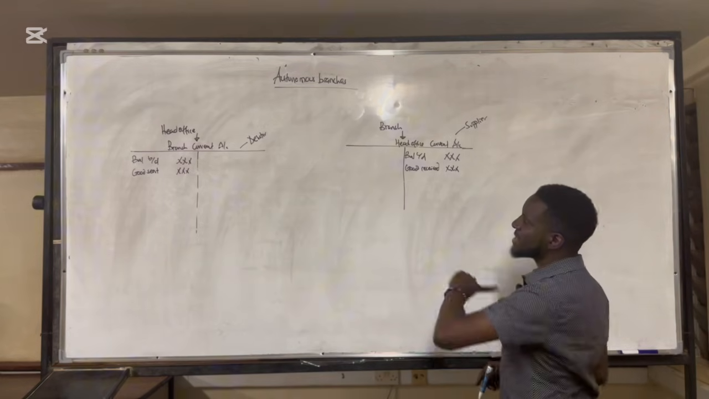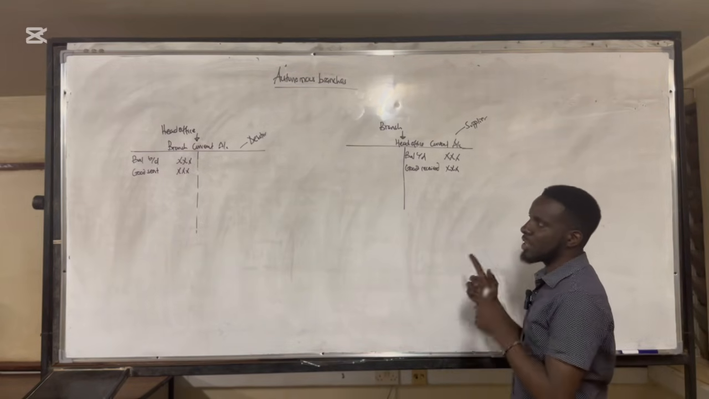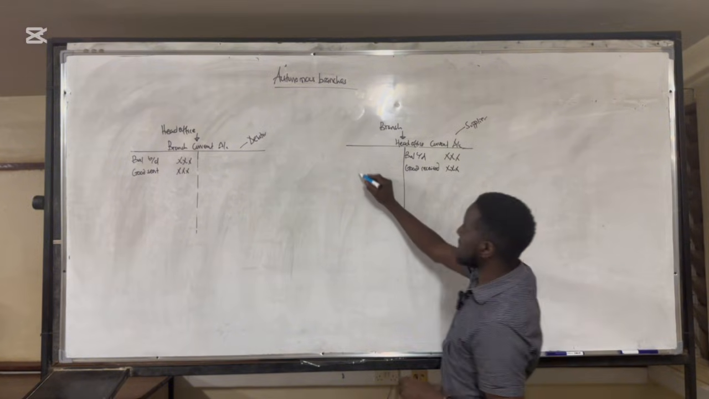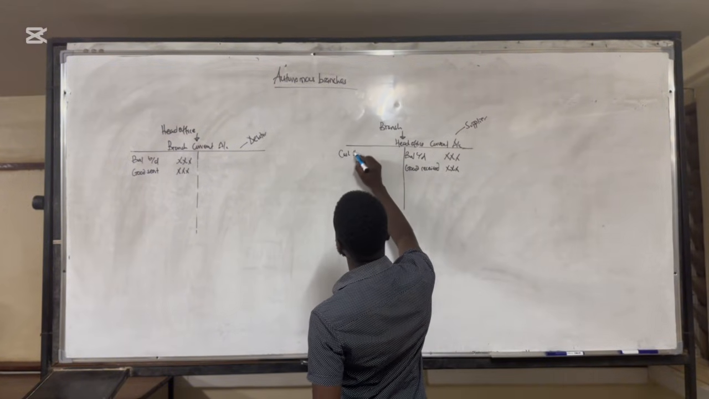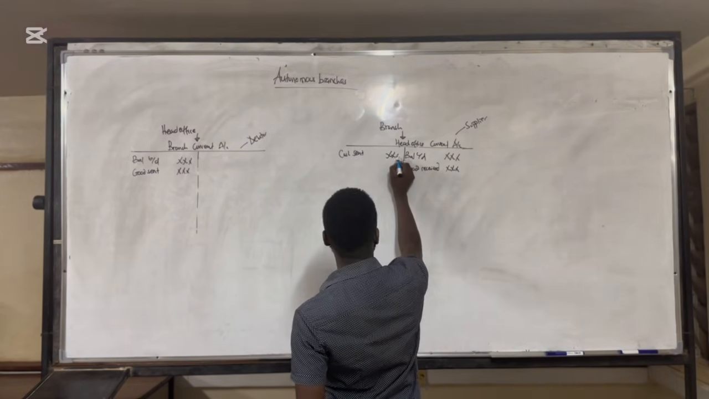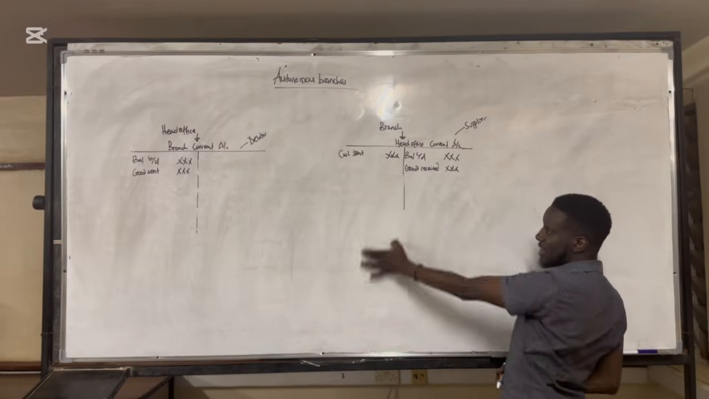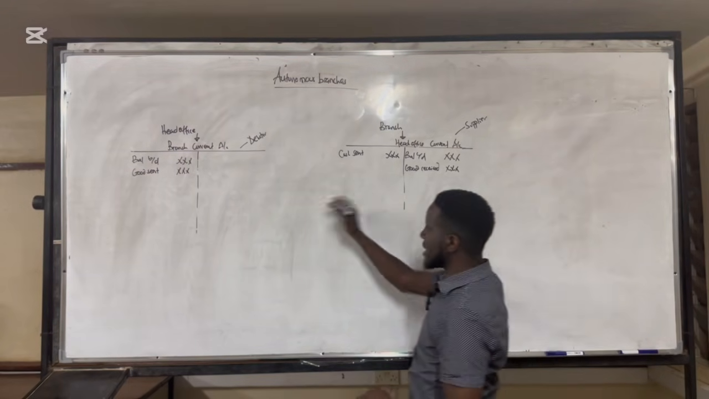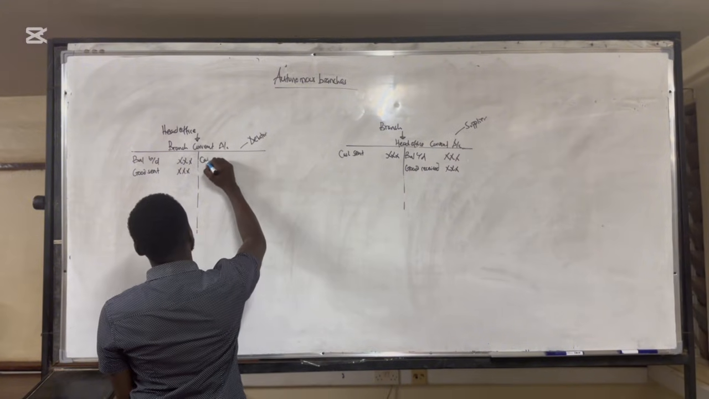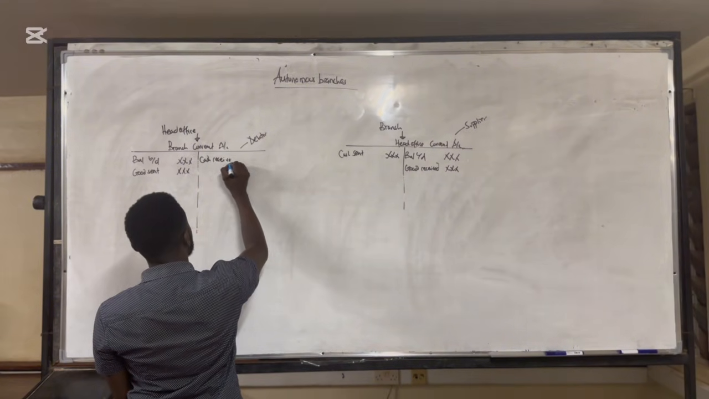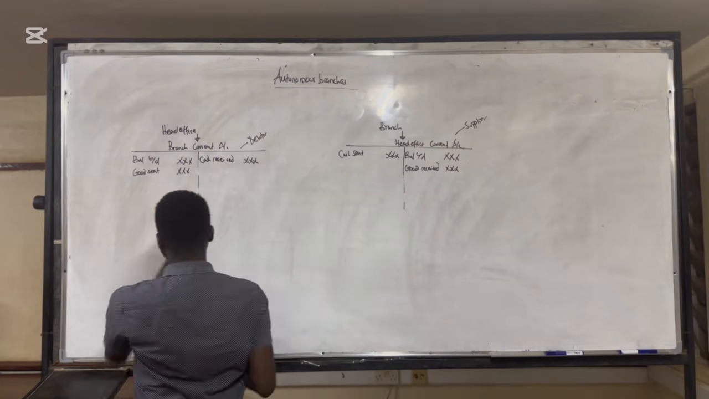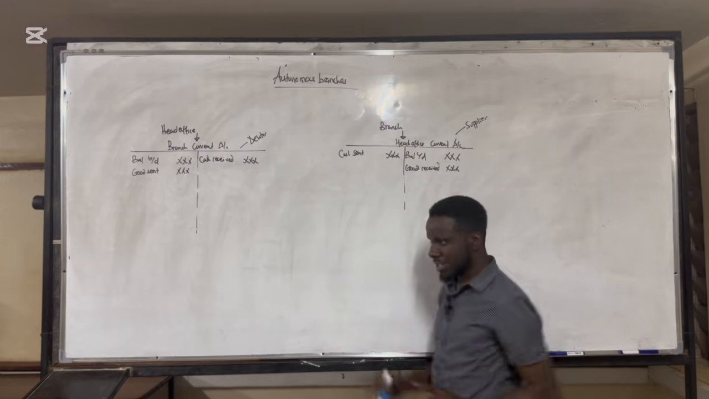Now, when there is cash remitted back to the head office, we are going to say cash sent. Once these people send the cash, it shows that the liability being demanded of them is actually reducing. And also here they are supposed to say cash received, to show that the amount of money that has been demanded of them is also reducing.